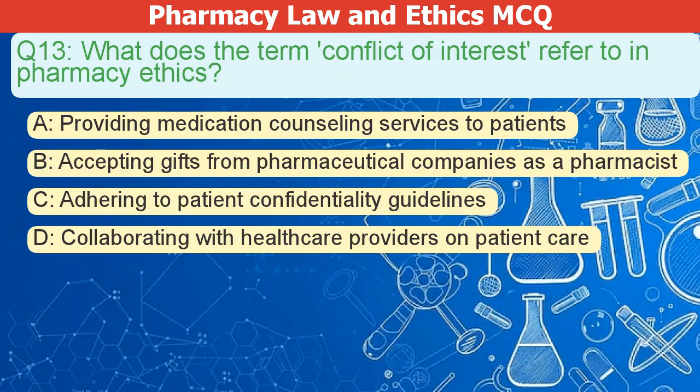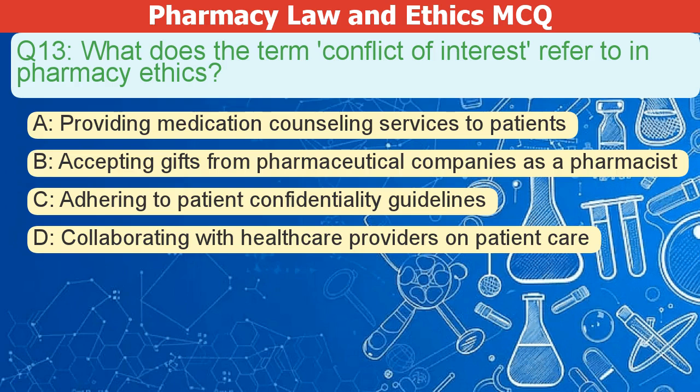What does the term conflict of interest refer to in pharmacy ethics? A. Providing medication counseling services to patients. B. Accepting gifts from pharmaceutical companies as a pharmacist.